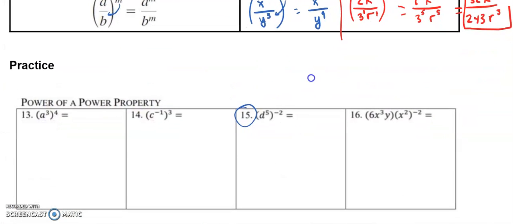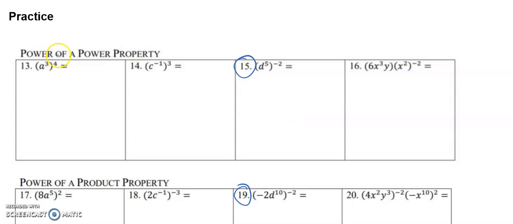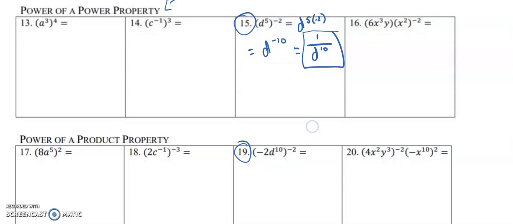Okay, so let me do a few examples with you. I think I have 3 circled ones. Power of a power, d to the 5th to the negative 2nd. Remember, I can multiply those together, so that is d to the 5 times negative 2, which is d to the negative 10th, which from the previous video, we know that's 1 over d to the 10th power. Always want positive exponents.